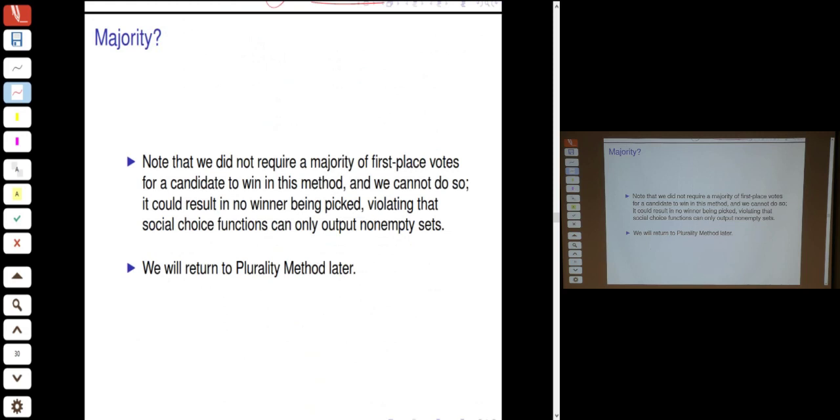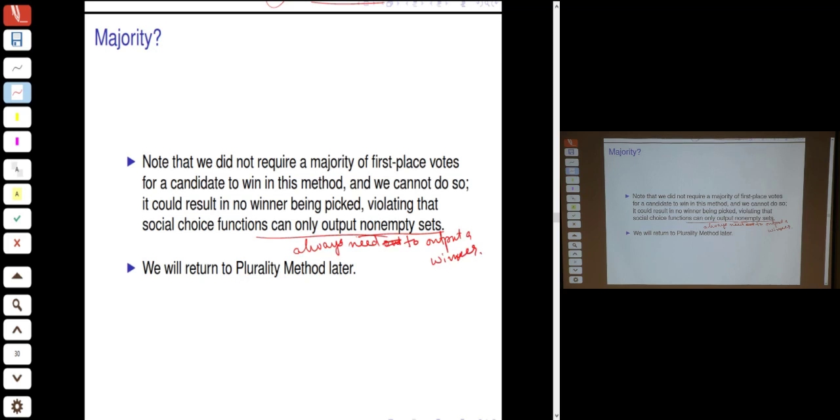Notice that we did not require a majority of the first place votes for a candidate to win in this method, and we cannot do so because it could result in no winner being picked. That would violate the fact that social choice functions can only output non-empty sets, that is, they always need to output a winner. The social choice function cannot say that there is no winner.